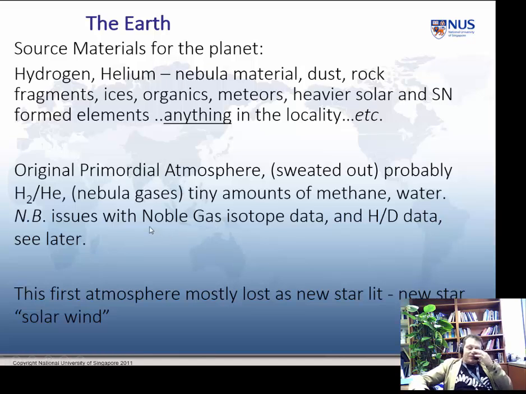Now, there are some slightly interesting takes on this process in terms of the way I've described it, in terms of the noble gas isotope data and the hydrogen deuterium isotope data, but we'll talk about that a bit later. So that's all fine, and that first atmosphere that our planet had was called the primordial atmosphere. That's all fine, it forms.